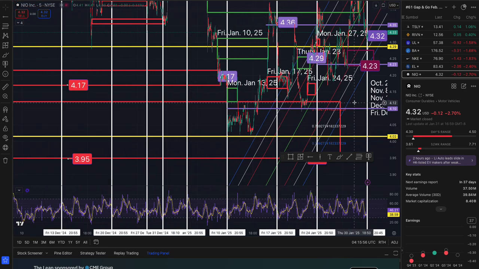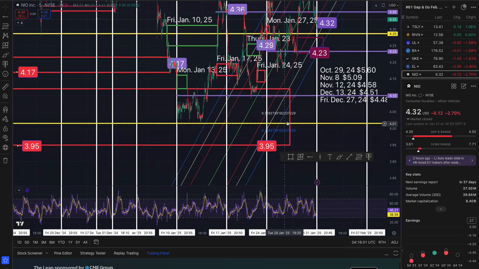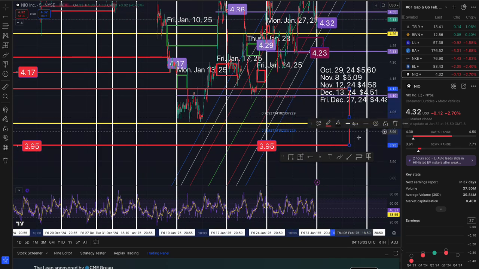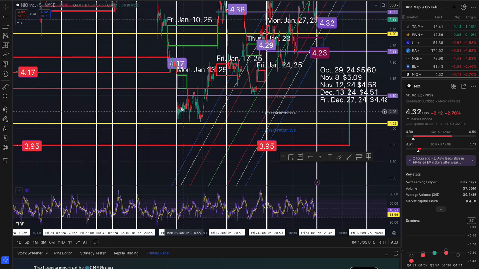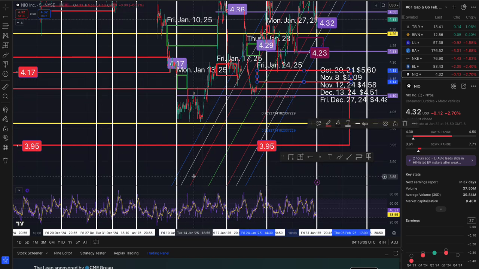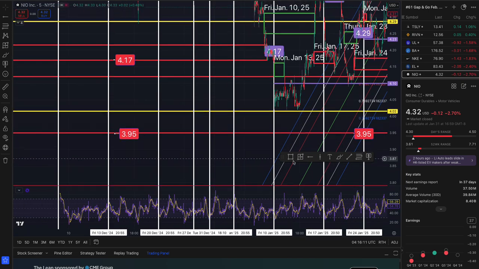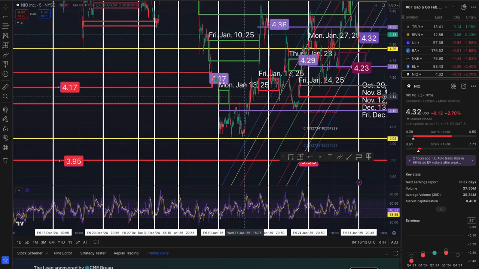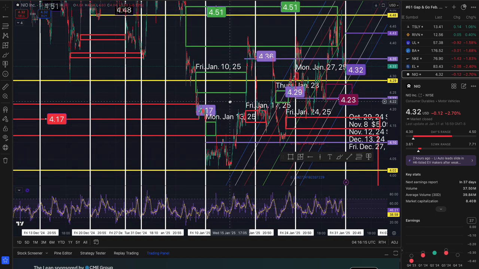So we've got this nasty little gap here, taking us down to 395. This one is still in play also. I mean, NEO is just like landmines everywhere. But we got to close it out. We got to rip off the Band-Aid, be done with it.